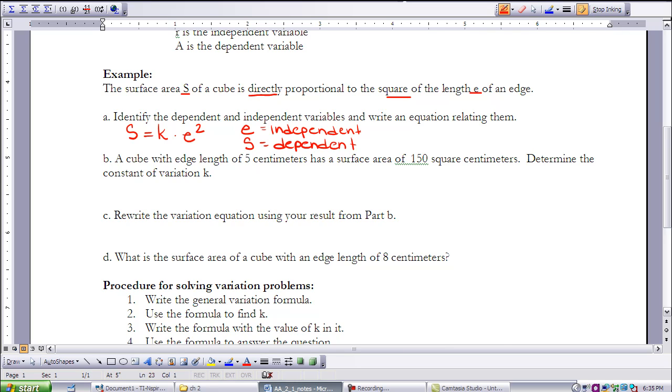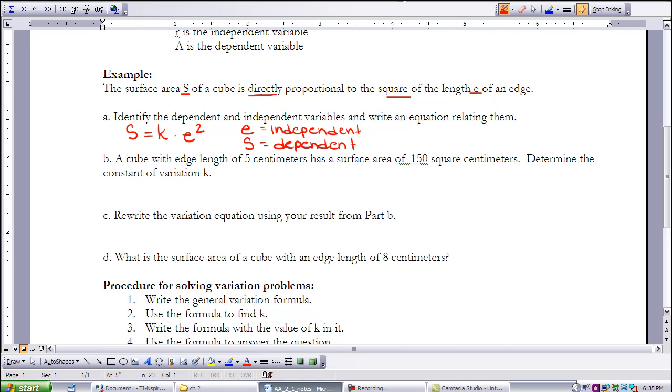When we read the sentence again, the surface area S of a cube is directly proportional to the square of the length E of an edge. So directly proportional says I'm going to multiply my constant and my independent variable. So S, my dependent variable, equals K times E to the power of 2, since they said it's directly proportional to the square of the length E of an edge. So E is our independent, S is our dependent.